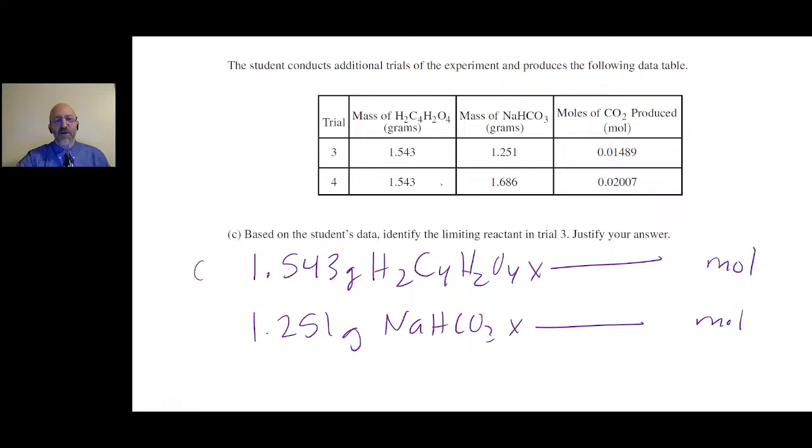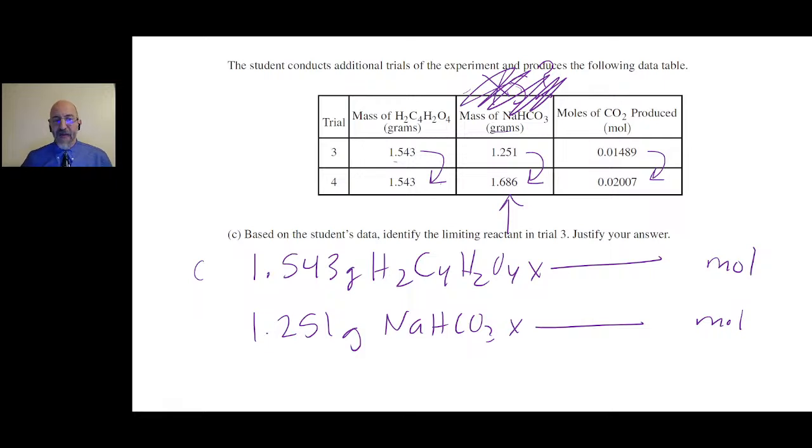What happened from trial 3 to trial 4 is they increased the amount of NaHCO3, but they didn't change the amount of that. Now, had this been excess, then there'd be no difference in the amount of product produced. But what happened is the amount of product actually increased. So therefore, this is not excess. This is my limiting reactant. I can tell it's my limiting reactant because when its concentration or amount was changed, it did increase the amount of CO2 produced.